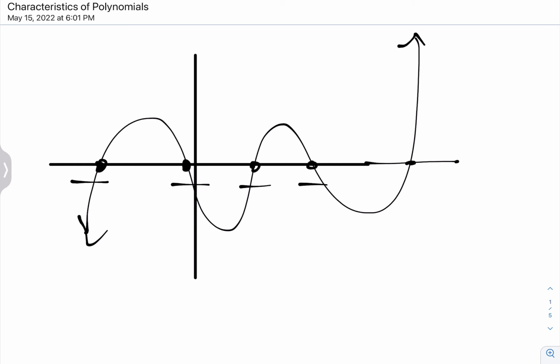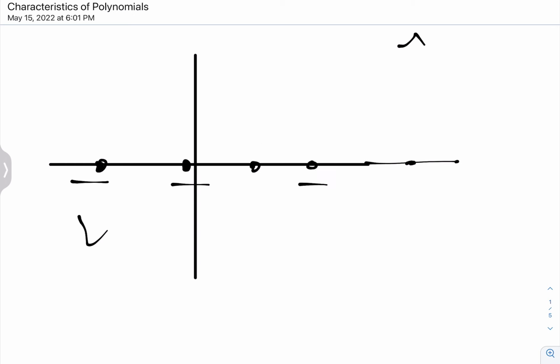It's just counting how many times it crosses through the x-axis. Okay, so that's another way that we can figure that out. I'll get rid of this here. And another thing when we're talking about characterizing polynomials is end behavior.